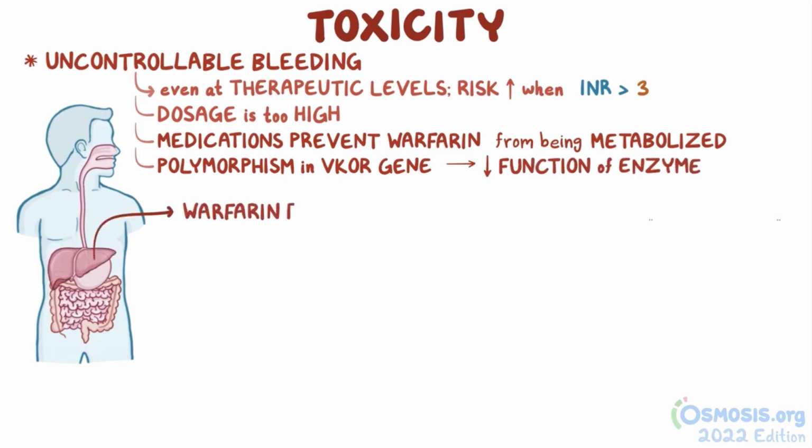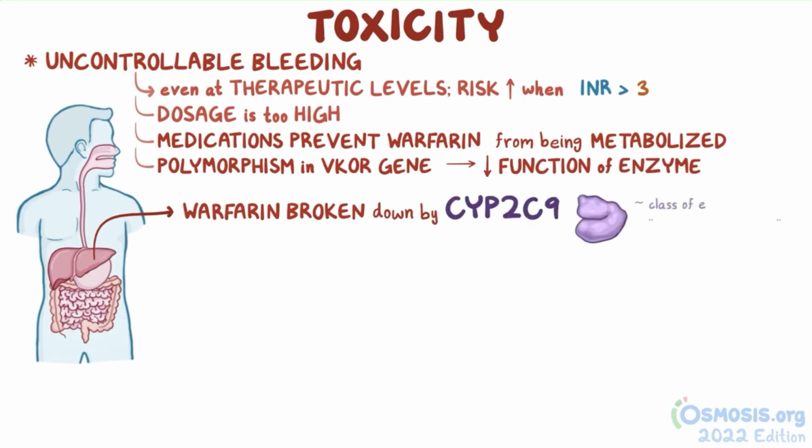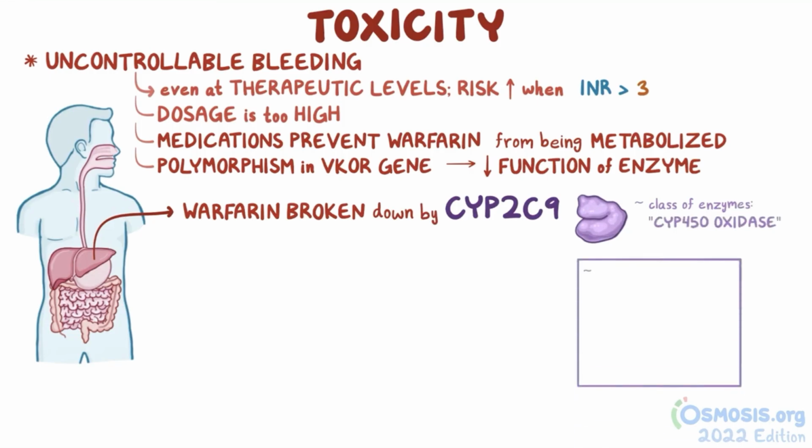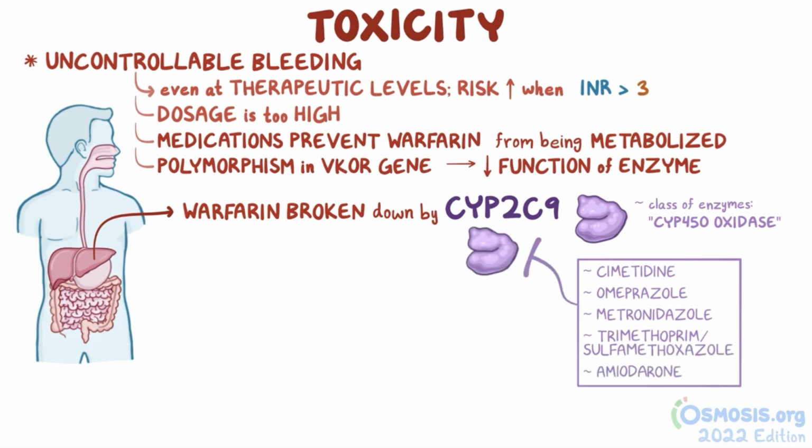Normally, warfarin is broken down in the liver by an enzyme called CYP2C9, which belongs to a class of enzymes called CYP450 oxidase. Certain common medications like cimetidine, omeprazole, metronidazole, trimethoprim sulfamethoxazole, and amiodarone can inhibit this enzyme and cause warfarin to accumulate, thus increasing the INR.